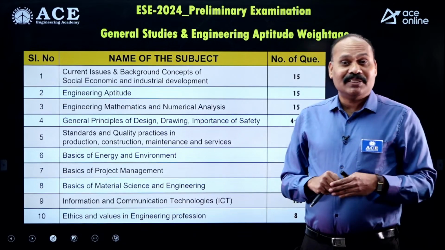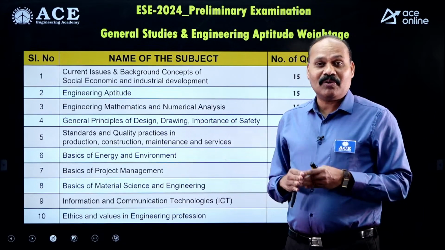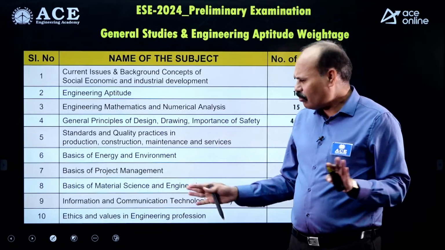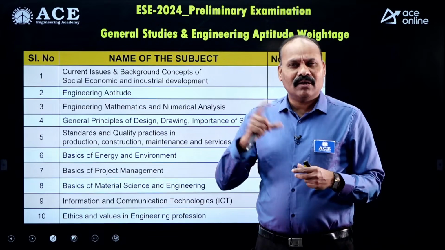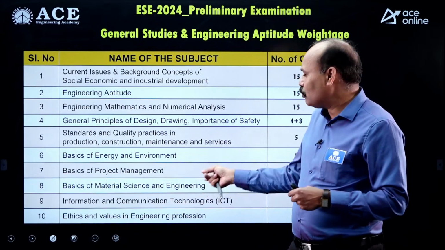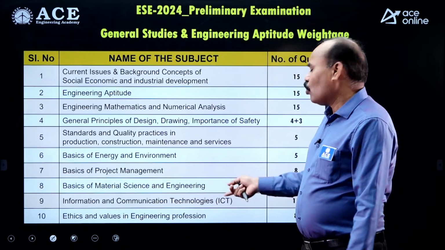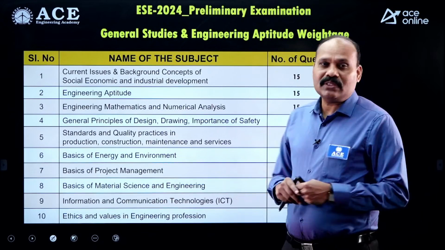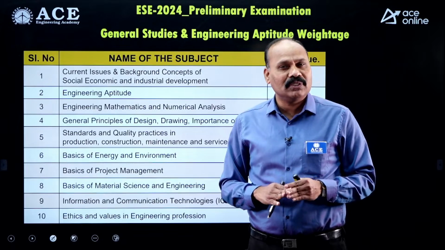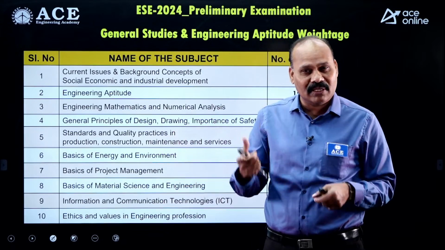ICT this time is very encouraging, 15 questions, and of course 10 questions are straightforward. So general concepts, you are aware about IT and some vocabulary, then you can manage some questions. Ethics and moral values, so this time straightforward questions. Out of 8 questions, 4 to 5 questions are straightforward, and 2-3 questions you have to think.